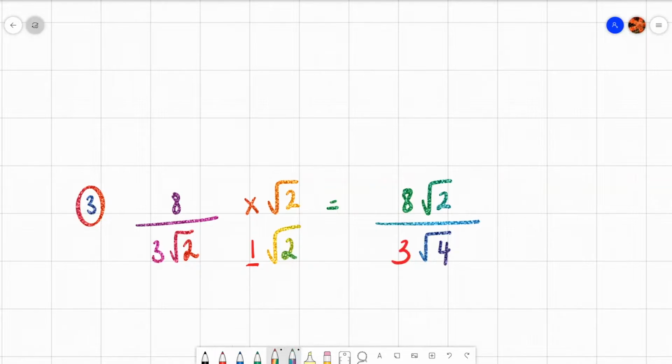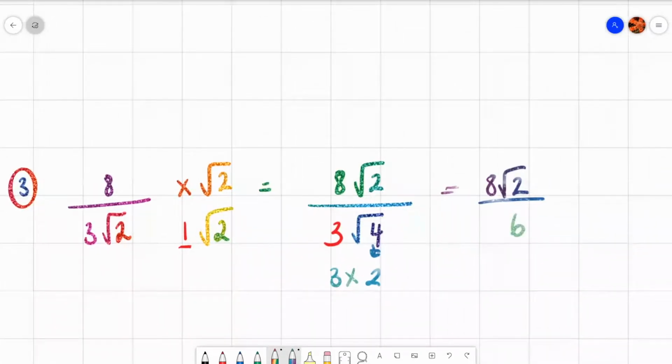Okay, now the top stays the same. We can't simplify that any further because we can't simplify square root of 2. But square root of 4 is actually 2, so that becomes 3 times 2, which is 6. Then again, we can simplify this fraction because there is a common number that I can divide 8 and 6 by. I can divide them by 2, can't I?